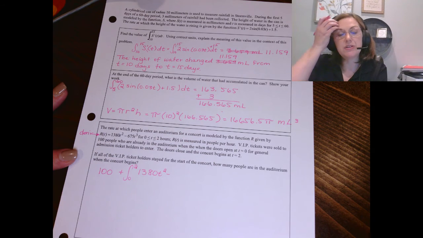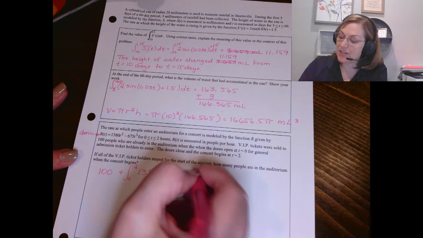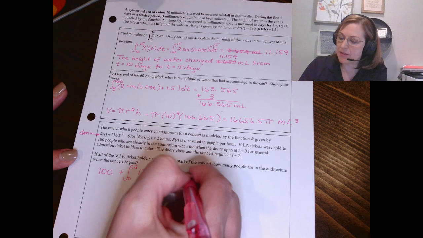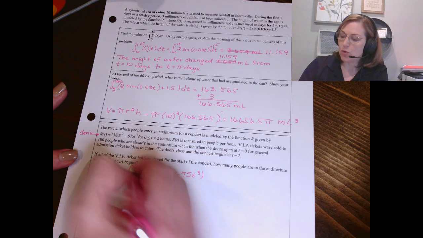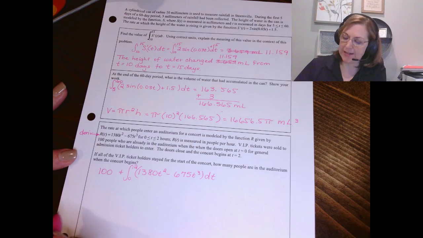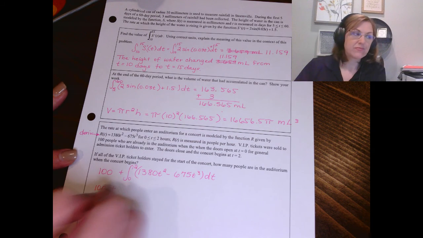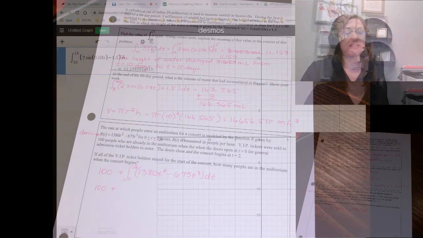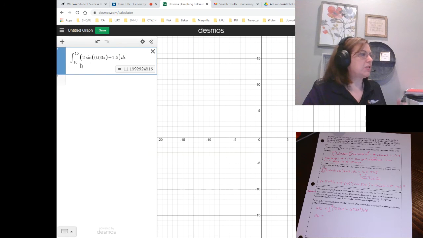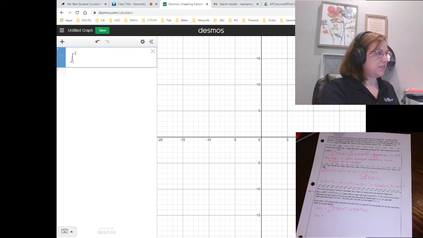Remember that your integral finds the total amount. It adds them all up. Whereas your derivative finds your rate. Okay, let's switch back. Let Desmos do this. I'm just going to erase that one. Going to do the new integral.